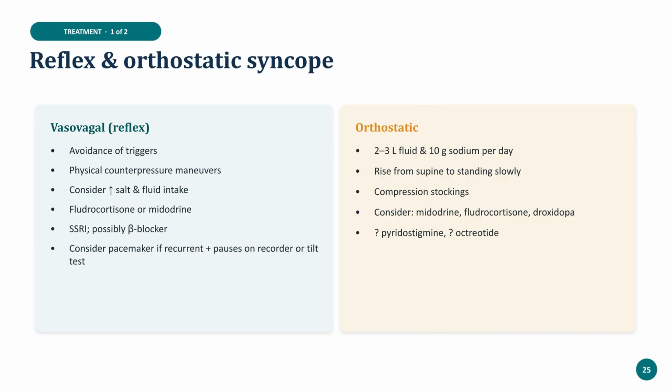Treatment for reflex and orthostatic syncope starts with lifestyle changes. For vasovagal events, teach trigger avoidance and counterpressure maneuvers. For orthostatic hypotension, focus on hydration, increase salt intake, and rising slowly. Medications like midodrine or fludrocortisone can be added if lifestyle measures are insufficient. A pacemaker is rarely indicated and is reserved for specific, severe cases.